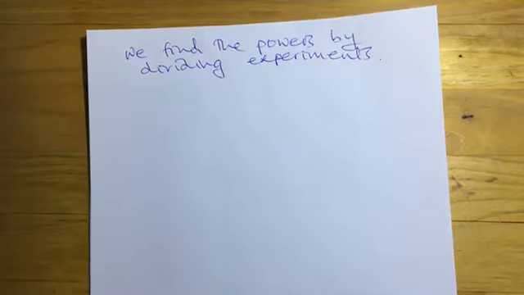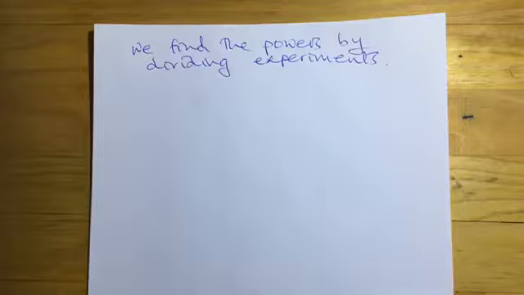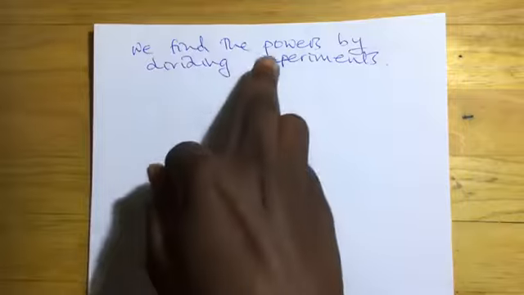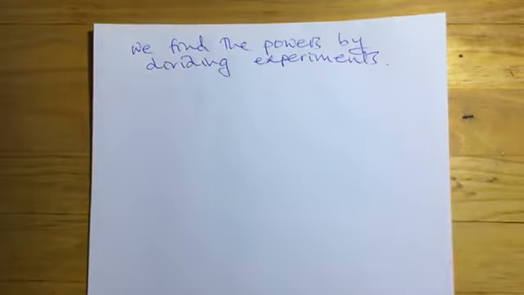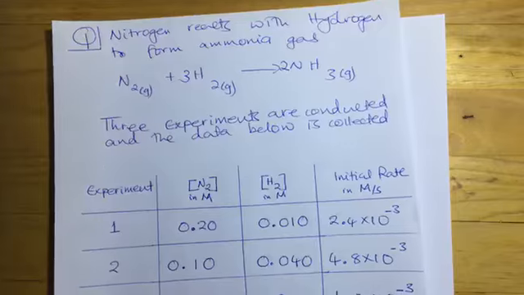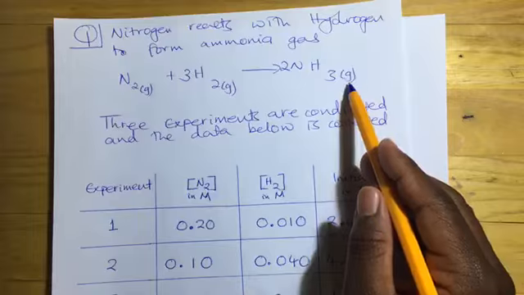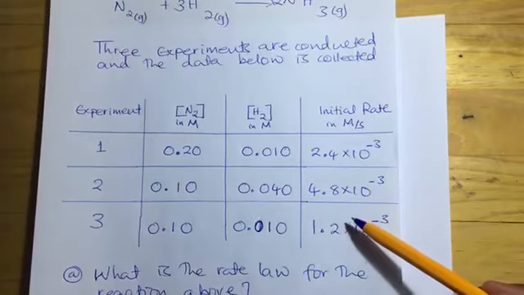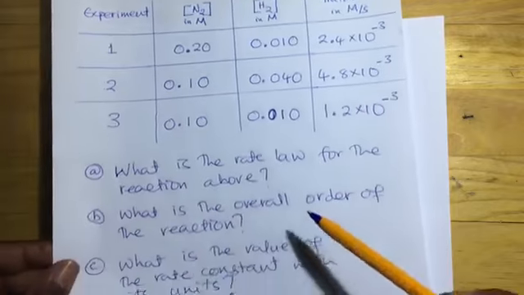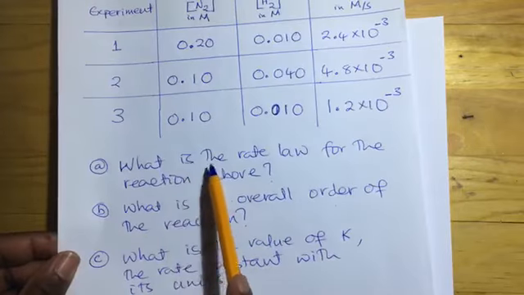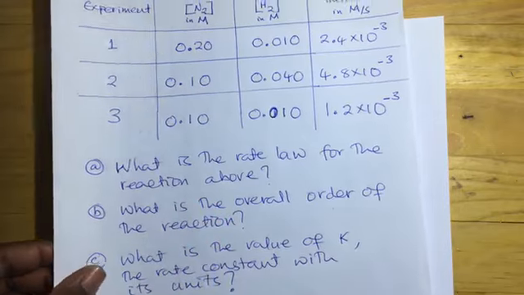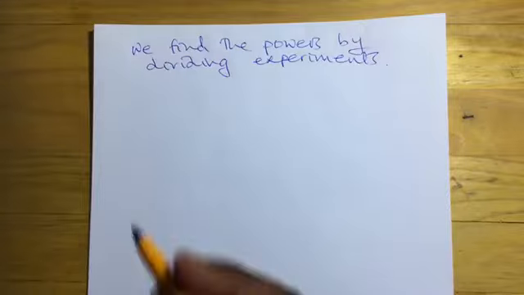So how do we find the powers? We find the powers by dividing experiments. Now let's start answering this question in full. Part 1, they've given us this chemical equation and they've given us this data. They want us, first of all, to write the rate law for the reaction above.